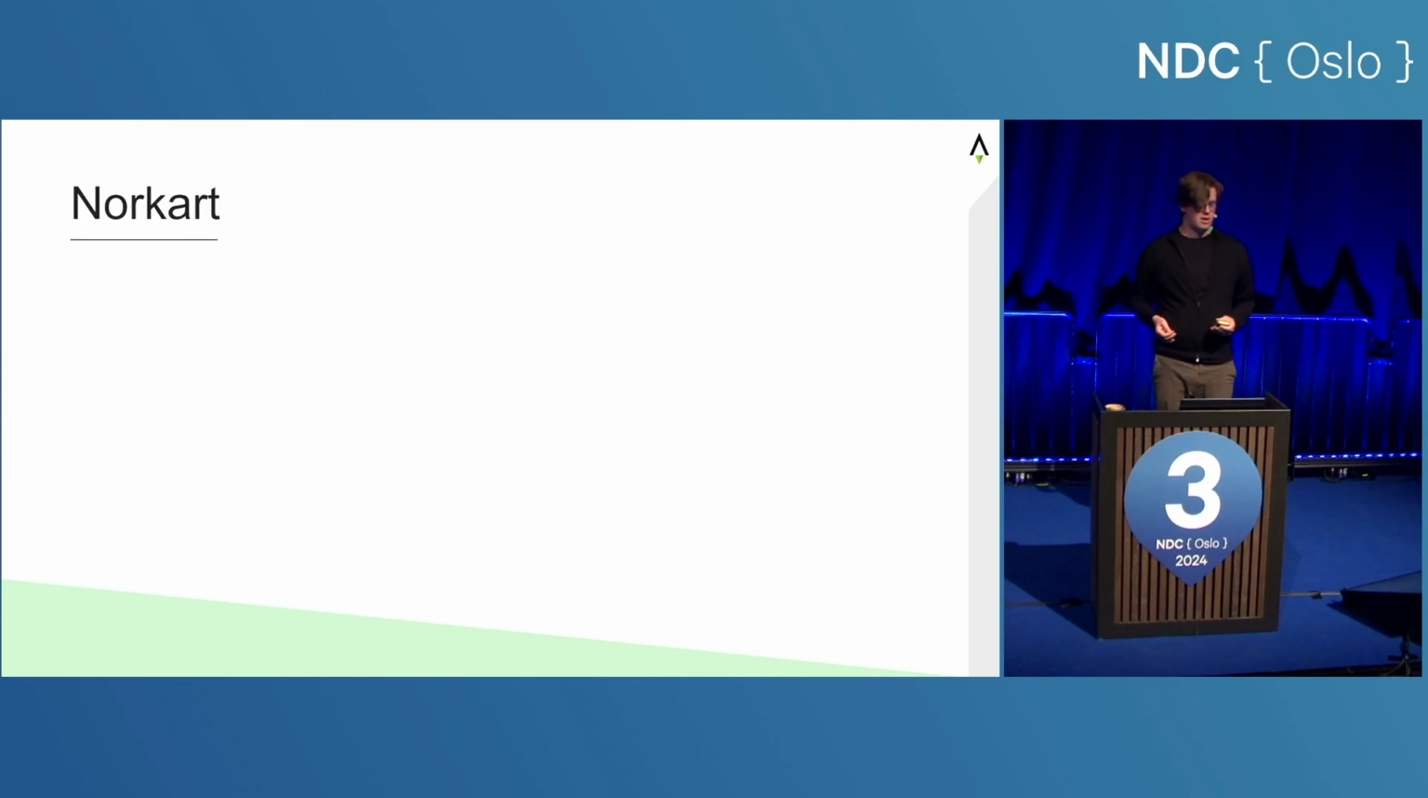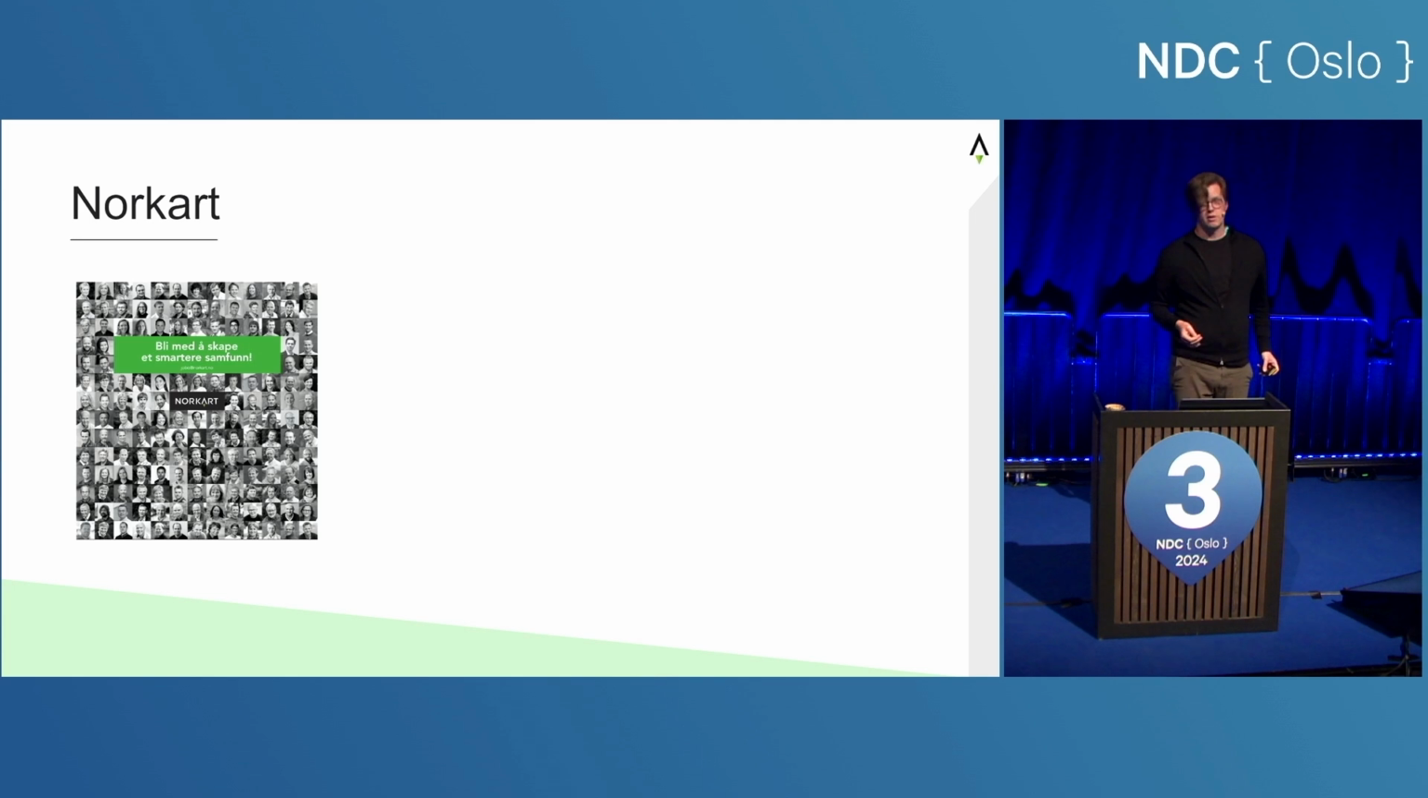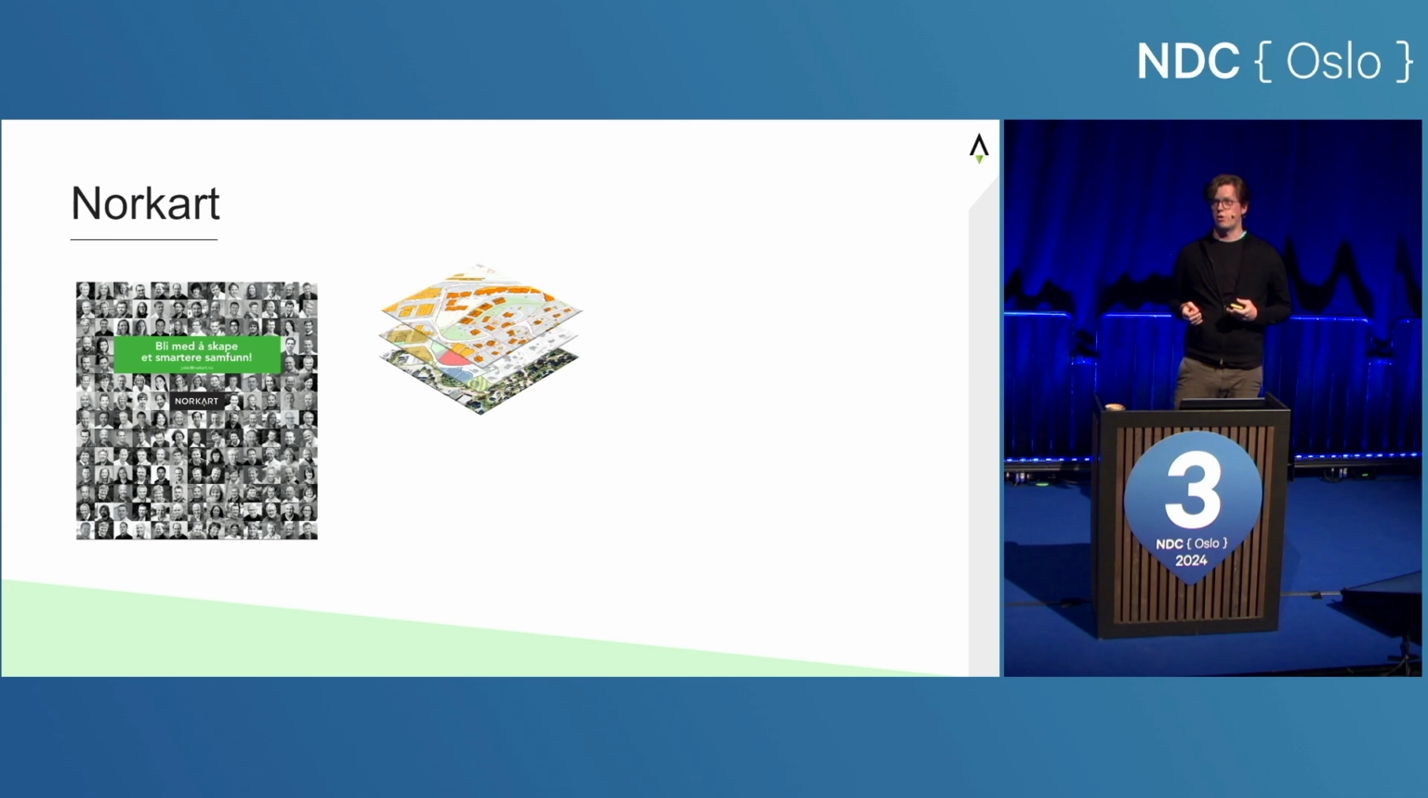Just a little bit about my company, Norkart. We're a little bit over 200 employees, and we are doing a lot of work in the geospatial and property domain. As you might have seen earlier today from my colleagues, we do work with zoning plans, mapping systems for municipalities, geospatial infrastructure, and stuff like that.